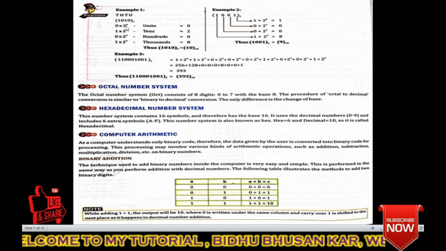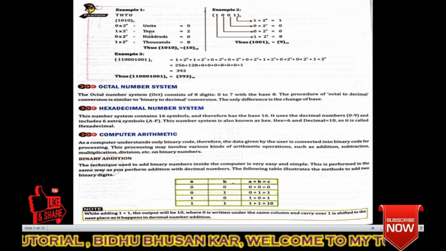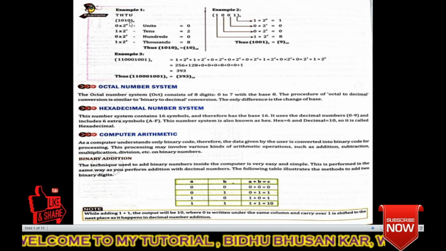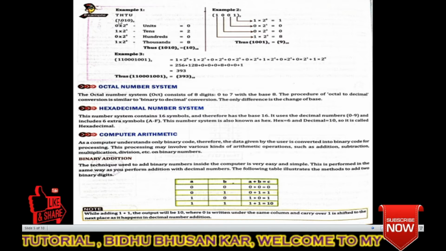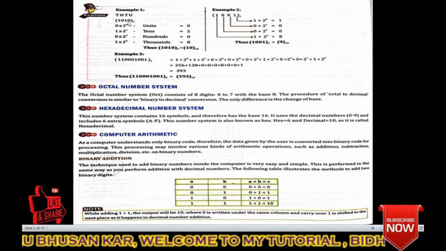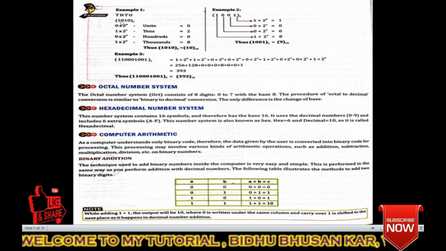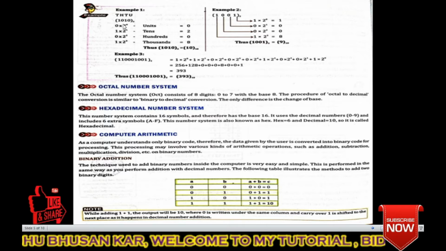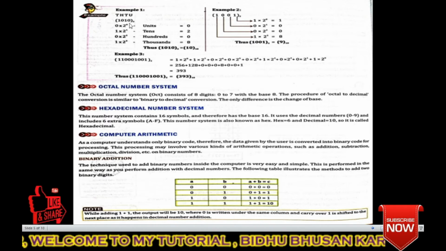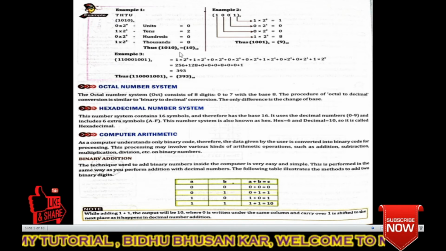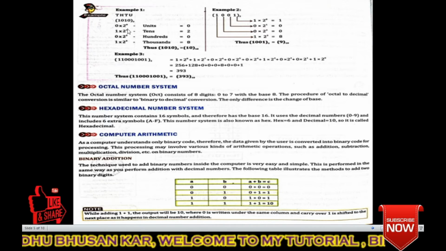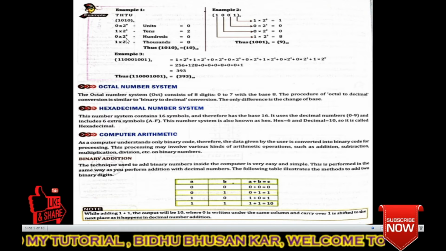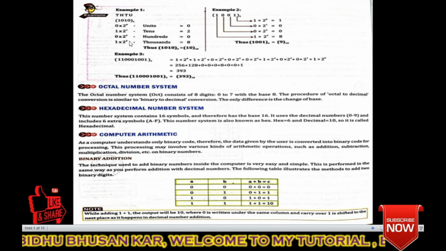Then unit place, 10 place, 100 place and 1000 place. So it will start from 0, 0, 1, 2, 3. Total how many digits? 4 digits. So here it is written 0 into 2 to the power 0, 1 into 2 to the power 1, and 0 into 2 to the power 2, and 1 into 2 to the power 3.